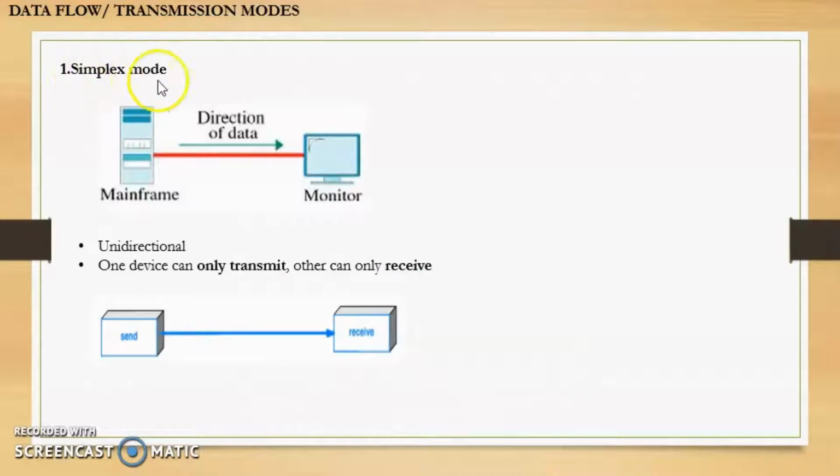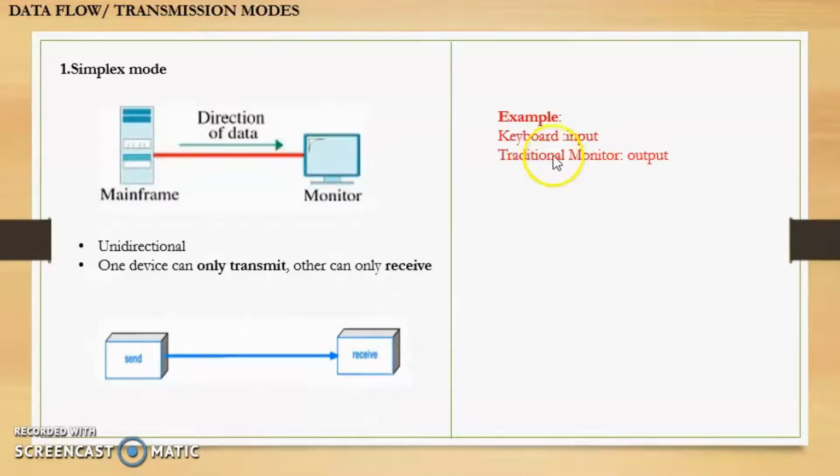So first let us study simplex mode. The simplex mode is unidirectional, which means that the data can flow only in one direction. Also, one device can only send the data, whereas the other device can only receive the data. So the sender will not be able to receive anything and the receiver will not be able to send any data. One of the examples is keyboard and traditional monitors, wherein the keyboard can only give the input and the monitors can only give the output.